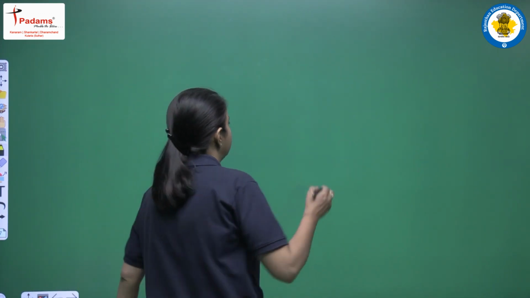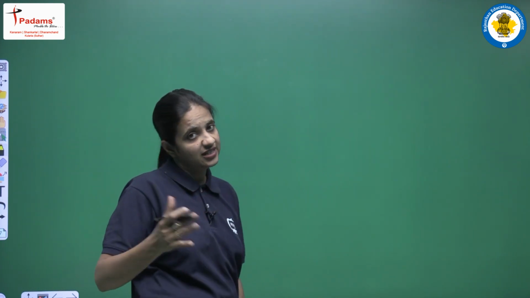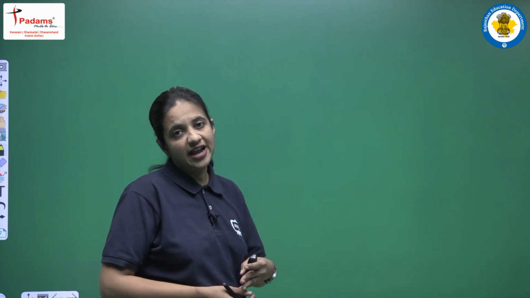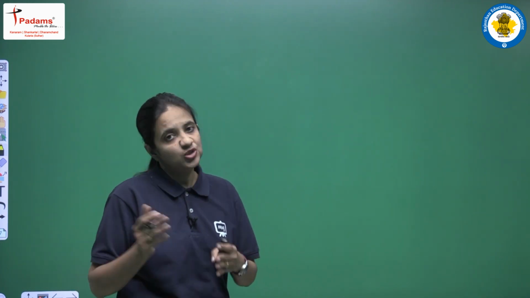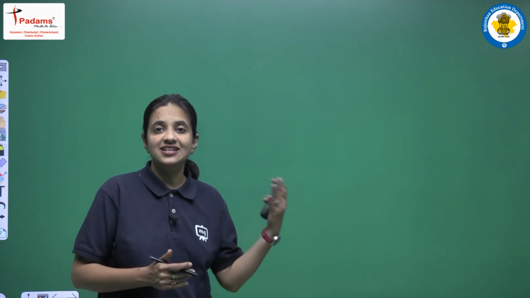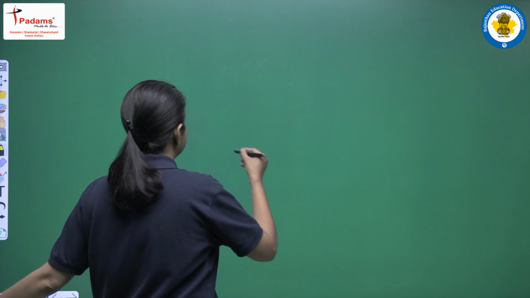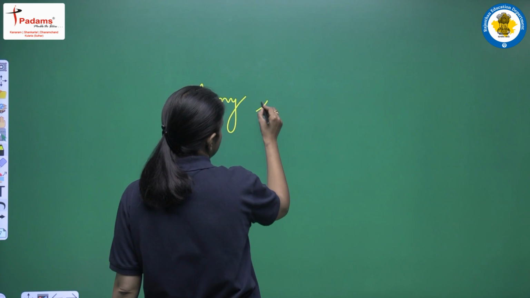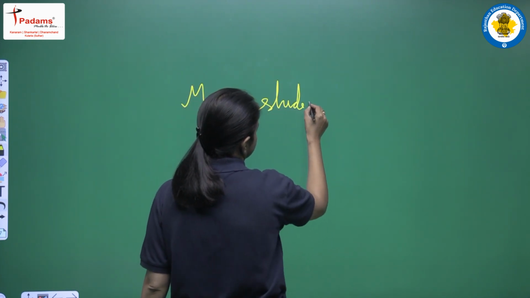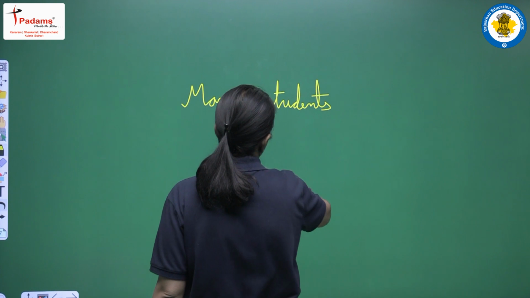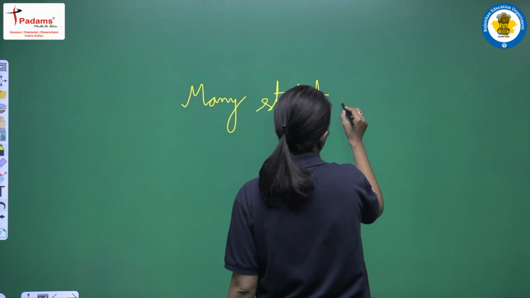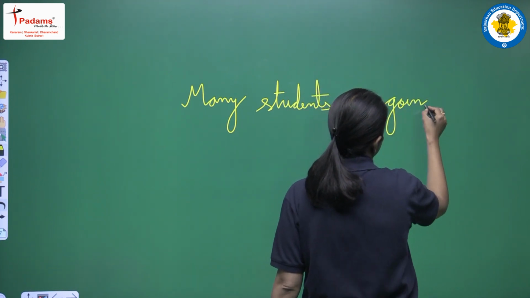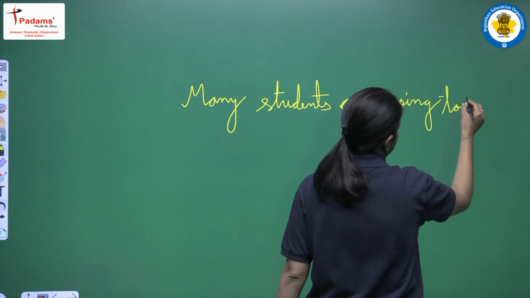Let's take some examples. Let's write the same sentence using these two different words. Let's write the sentence first using many, and then we will write the same sentence using many a, so that you will observe the difference in the structure of the sentence. So let's take the example. I am writing, many students are going to the trip.